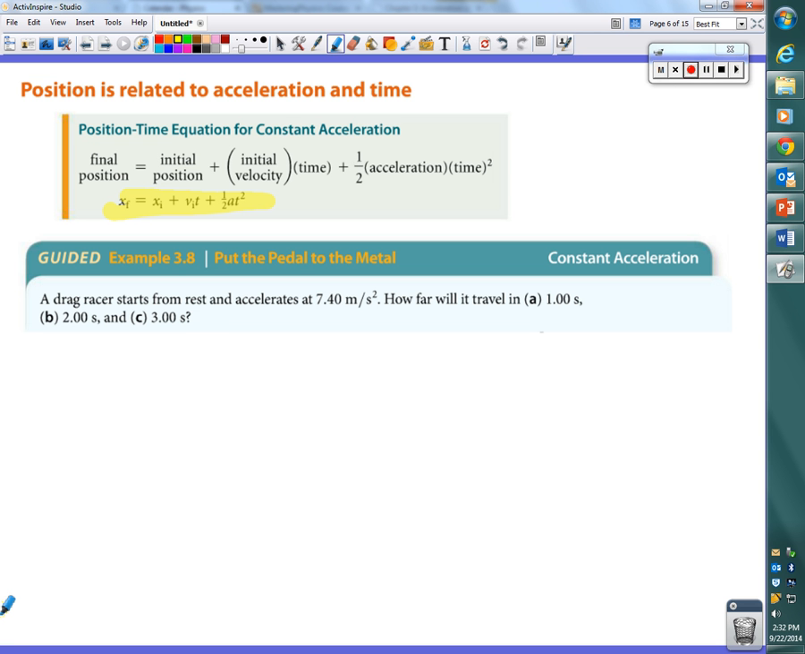That's okay. Maybe we don't know the final velocity. Even if we don't know the final velocity, we still have a way now to figure out where this object ends up based on some other factors. Okay? So, guided example 3.8 says, a drag racer starts from rest and accelerates at 7.40 meters per second squared. How far will it travel in 1 second, 2 seconds, and 3 seconds? I won't do all three of these examples for you because they're all the same, just with different numbers.